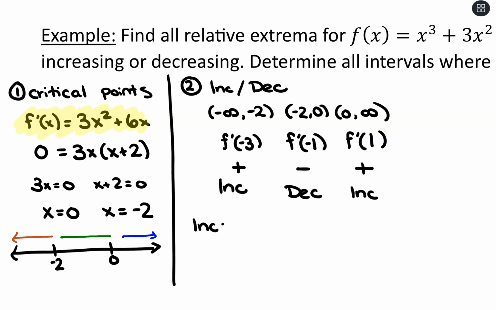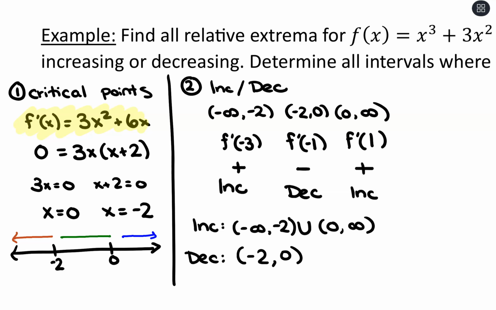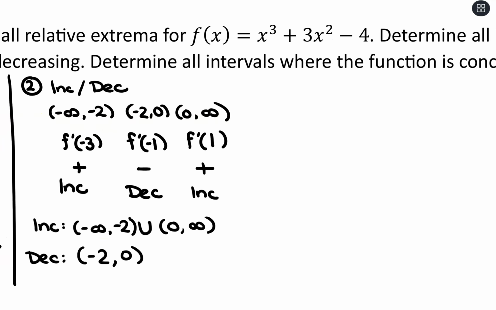So intervals of increasing: negative infinity to negative 2, and 0 to infinity. And then for decreasing, that'll just be negative 2 to 0. And from there, let's go to our second derivative test. So first thing I'm going to need is the inflection point.